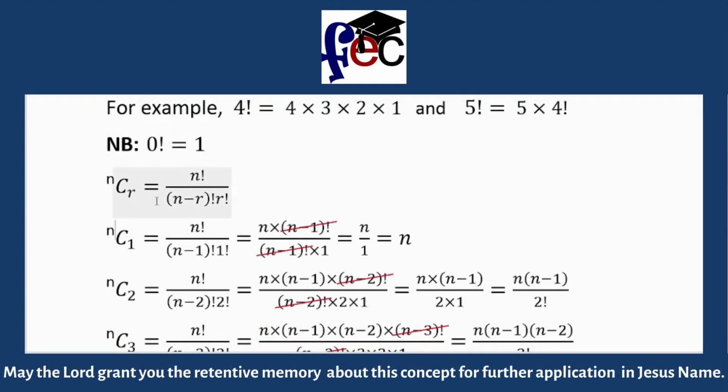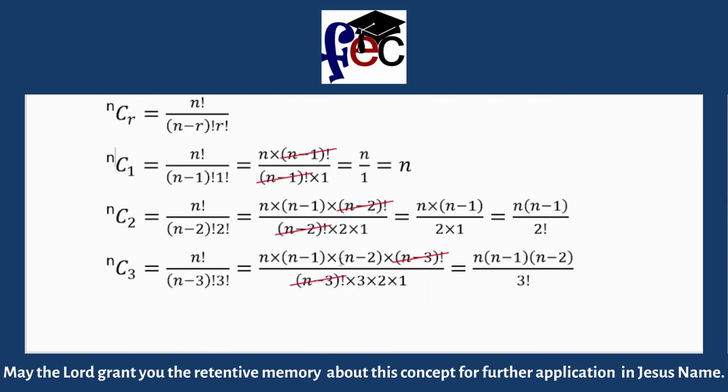Now nCr is the same thing as n factorial over (n minus r) factorial times r factorial. So from this formula for combination, we can deduce that nC1 is going to be n factorial divided by the product of (n minus 1) factorial and 1 factorial. Now we can rewrite our n factorial as n times (n minus 1) factorial, and from the observation of the numerator and the denominator, we see that (n minus 1) factorial is a common factor. So they will divide each other and we will be left with n divided by 1, which is n.